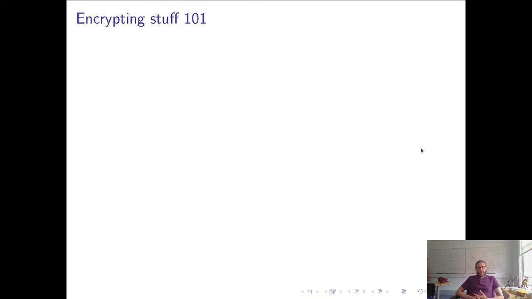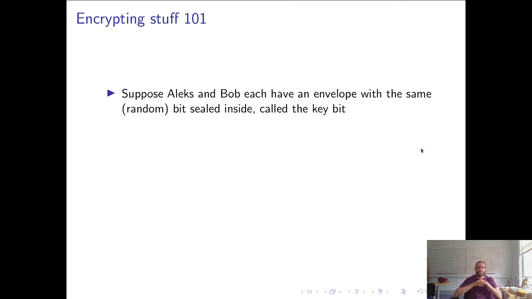I just need to explain to you a very simple way that you can encrypt stuff. So here's encrypting stuff 101. Suppose Alex and Bob, so me and my co-author Bob, each have an envelope with the same random bits sealed inside. This bit I'm going to call a key bit. This is like a cryptographic key. Suppose we each have a random bit and it's the same bit.